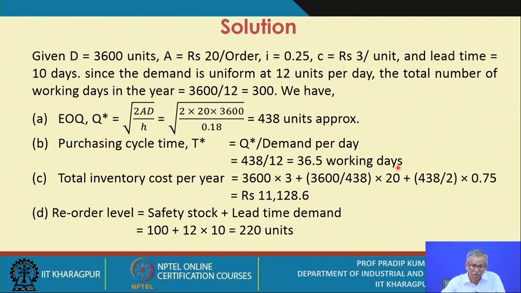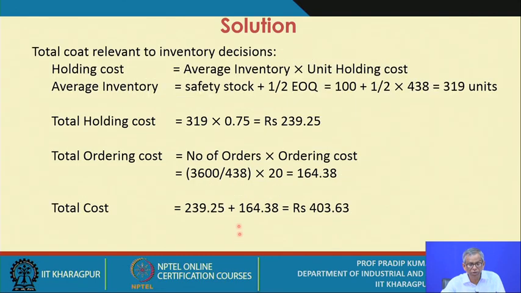Just check how it is calculated and all. Total inventory cost per year, is it okay? So this is 3600 into 3 plus 438 into 20 plus 438 by 2 into 0.75. And the reorder level is the safety stock plus lead time demand. This point we already have elaborated, that is 100 plus 12 into 10, that is 220 units.